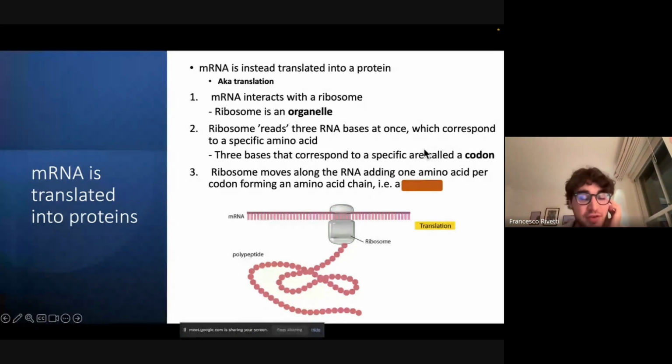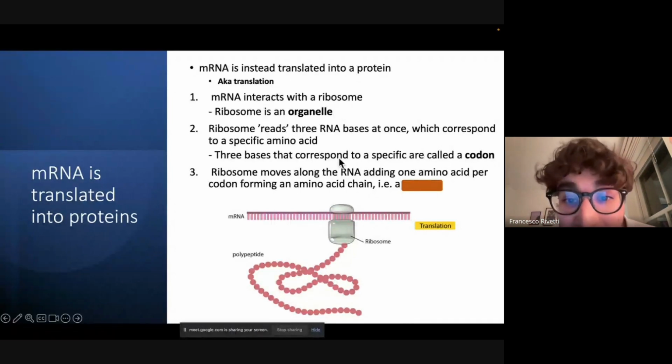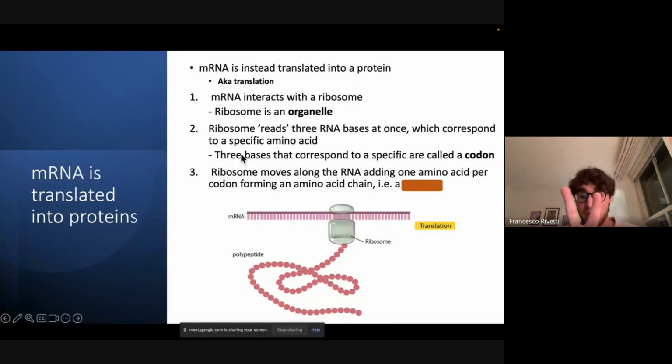Just a very important term is that the three bases of mRNA that correspond to one amino acid are simply called codons.